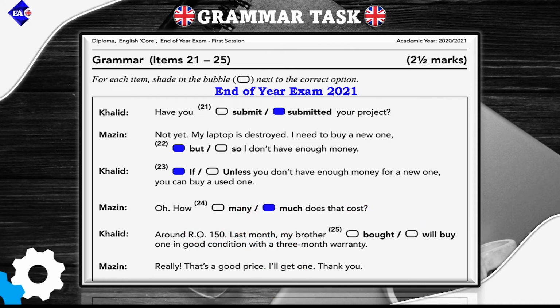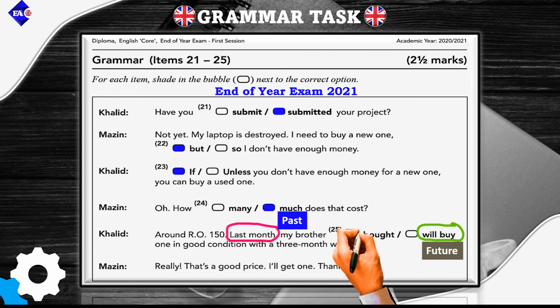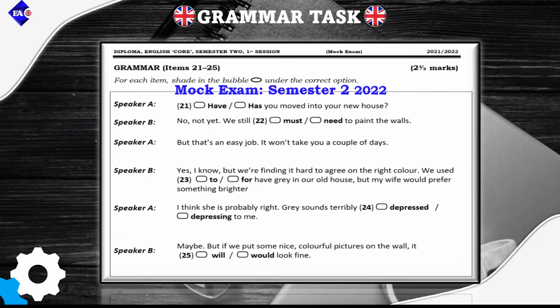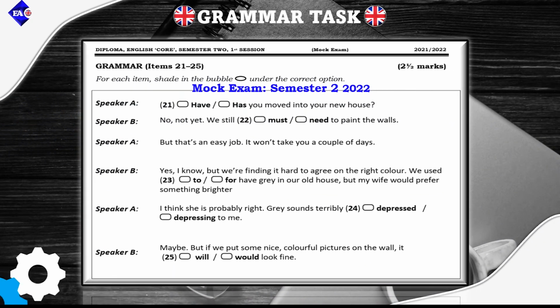In conversations, when we refer to a specific time with expressions like last month, the verb must be in the past form. In this case, will buy refers to the future, so the right answer is bought. Let's finish up with another example from another mock exam of Semester 2, 2022. Let's try to do it more quickly.